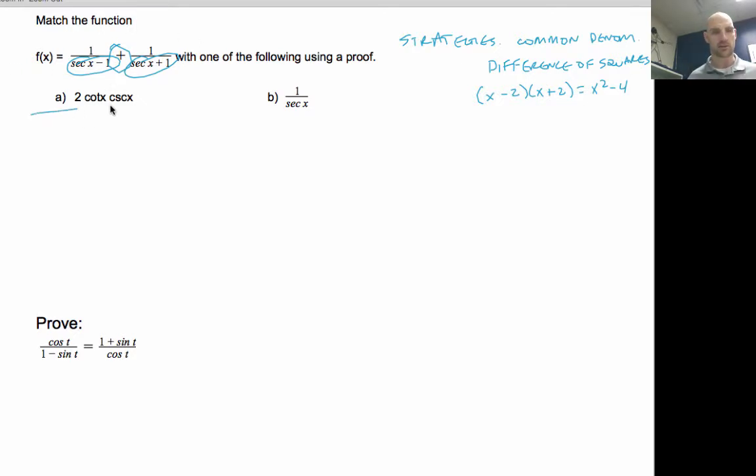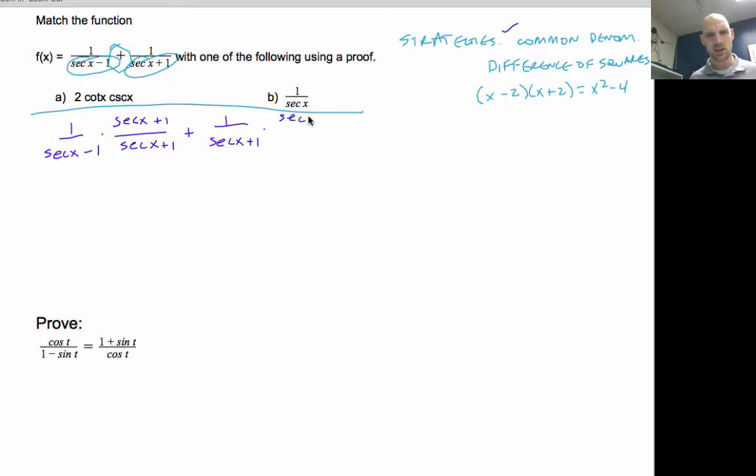So let's just forget about these for a second. I don't know what it's equal to. I'm just going to forget about those and start working with this. So let's rewrite. 1 over secant x minus 1, and I'm going to go common denominators right away, times secant x plus 1 over secant x plus 1. And then plus 1 over secant x plus 1 times secant x minus 1 over secant x minus 1.